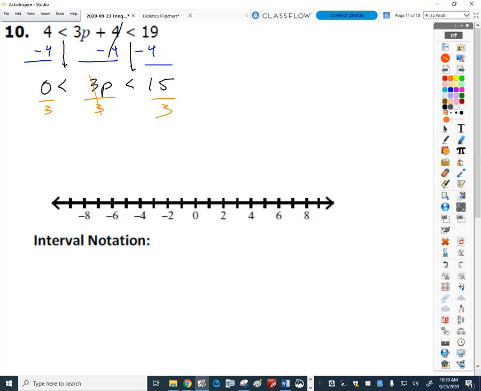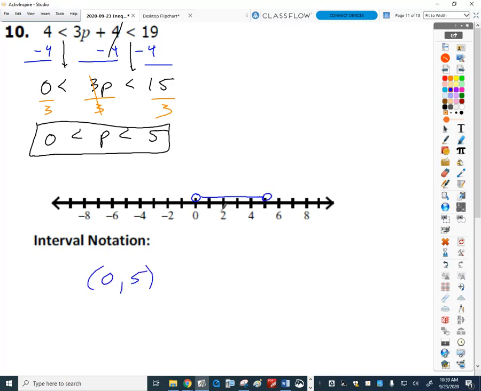So the 3's cancel, and look what happens. I get p by itself, I get 0, and I get 5, and I don't flip anything. So there's my final answer. Okay, if I graph that, I'm just going from 0 up to 5. In interval notation, it just matches the graph, doesn't it? It just looks like that. Okay, we good? Thumbs up? Okay.